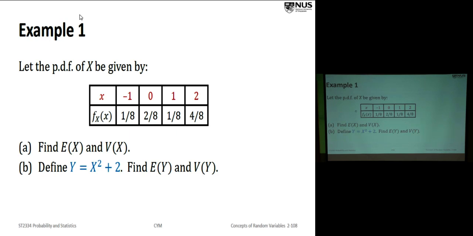Okay, so we're given a probability mass function. In the notation of these notes, there's no D, there's PF, probability function. The random variable x can take the value minus 1, 0, 1, 2, and it takes minus 1 with probability 1 upon 8, it takes the value 1 with probability 1 upon 8, and so on. We're asked to compute the expectation of x, the variance of x, and then the expectation of this random variable y. We'll come back to that in a moment.